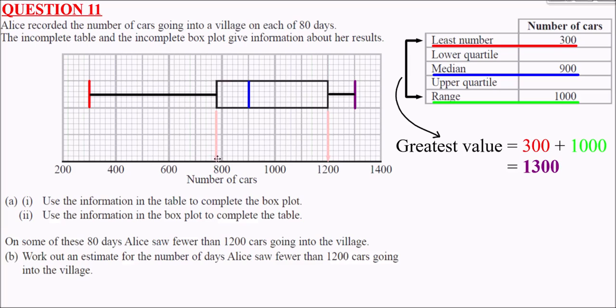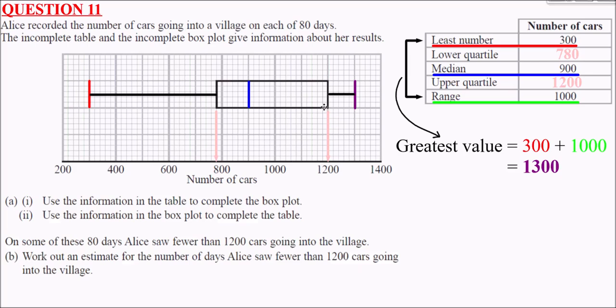That's at 780, and the upper quartile is at exactly 1200. So we fill in these values like so, and then we've done A part 2. For part B, it says on some of these 80 days, Alice saw fewer than 1200 cars going into the village. 1200 is a crucial value in our box plot. 1200 is the value at the upper quartile.